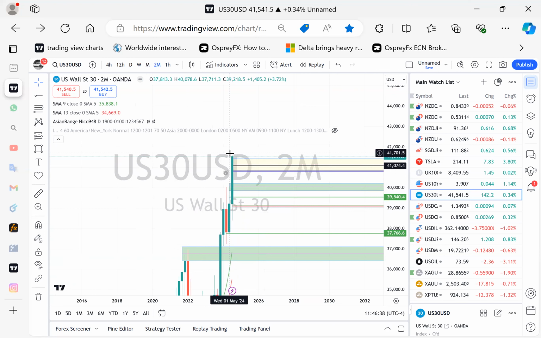But the same thing for the indices. I would just measure the 2-month candle, and I would get my long range target.